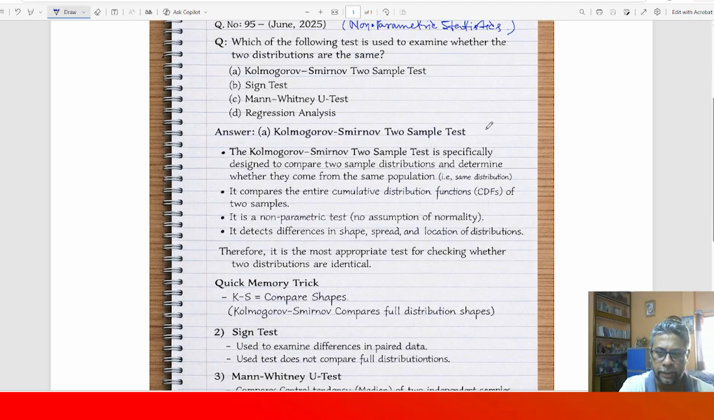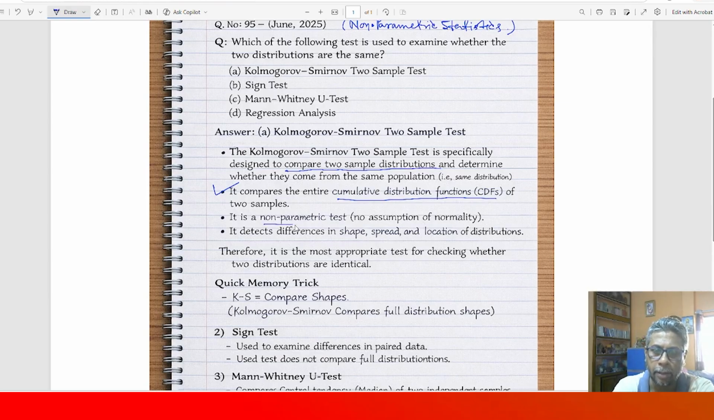Kolmogorov-Smirnov two-sample test. Now, the question is what is the Kolmogorov-Smirnov two-sample test? It is specifically designed to compare two sample distributions and determine whether they come from the same population, meaning the same distribution. Very important: we compare the entire cumulative distribution functions of the pair of samples.